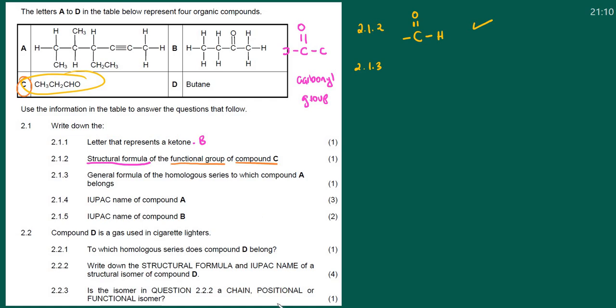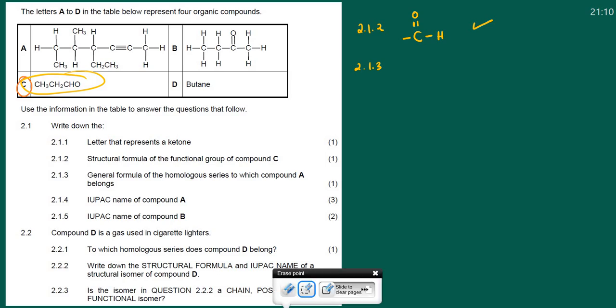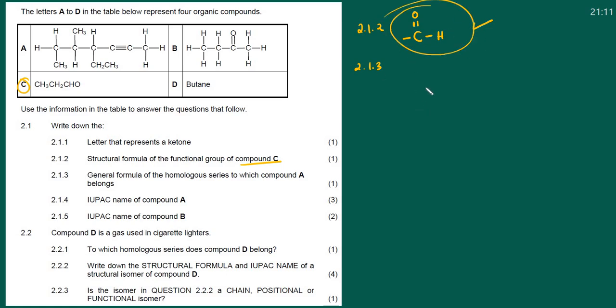Yeah. So for compound D, right, which is this one here. Yeah. So for which one? Compound C, right? This is compound C. Then we wanted the structural formula of the functional group. So it means it will be this one here. Okay, that will be the one because it's an aldehyde.